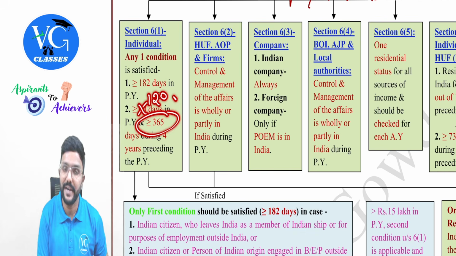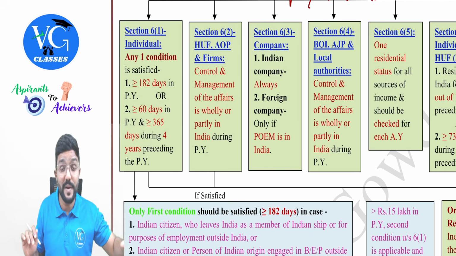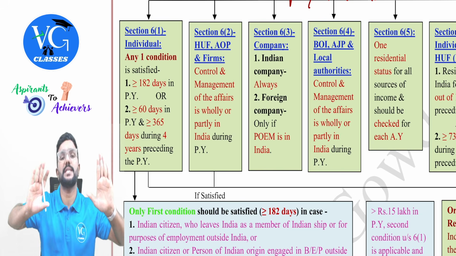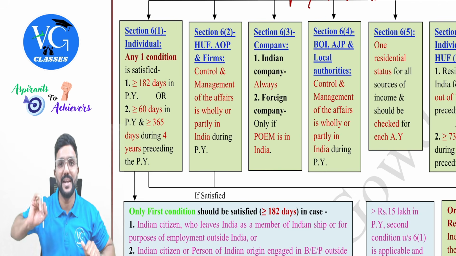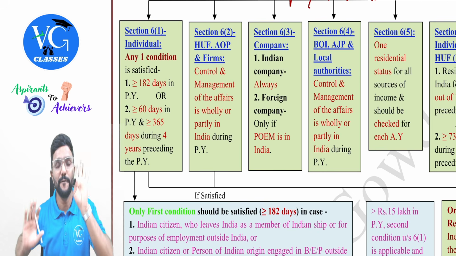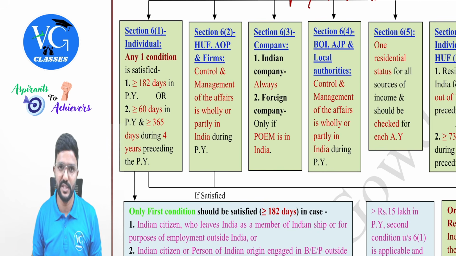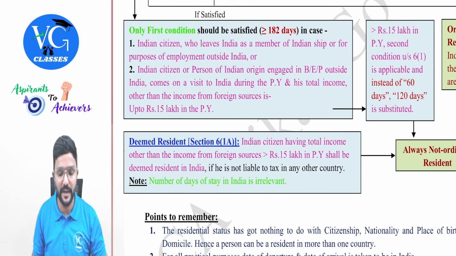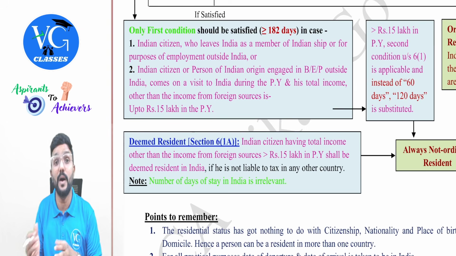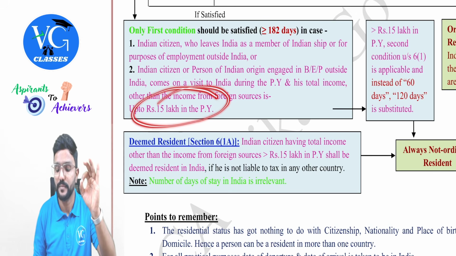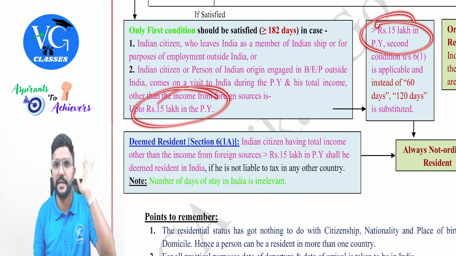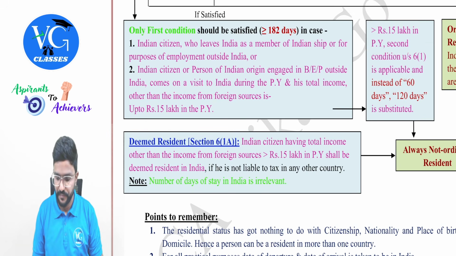Yes. And 365 days will continue. It is not only 120. 120 along with 365. Both have to be satisfied. 120 days or more during previous year plus 365 days or more during 4 years preceding the previous year, guys. Hope you got it. Clear? So please be very careful with this point, because whether second condition is applicable or not depends on how much is the Indian income, guys. So please be careful with it.